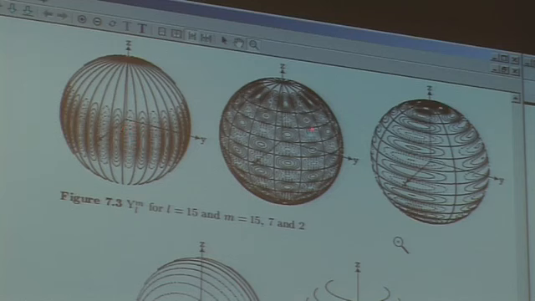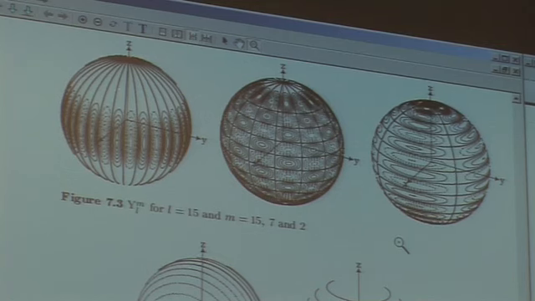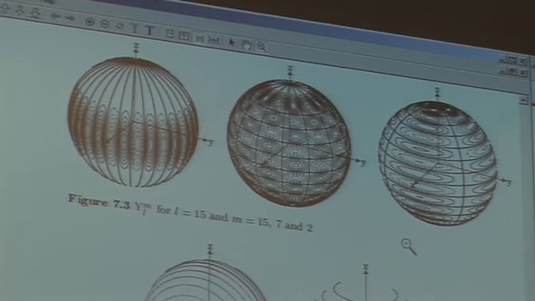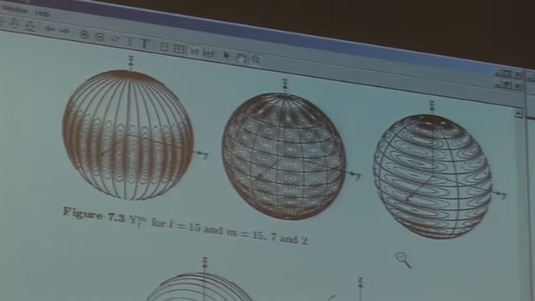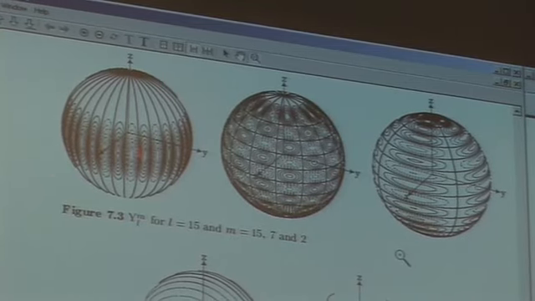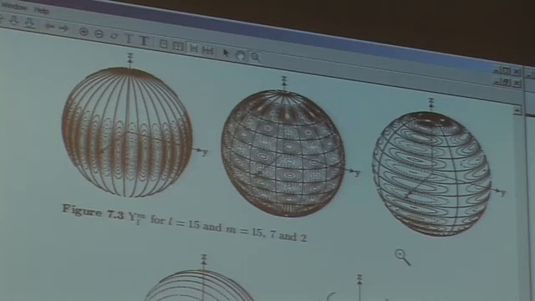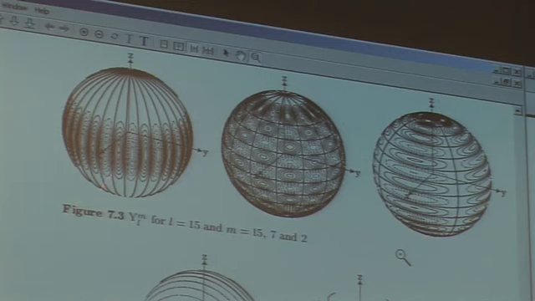This is for some intermediate one, m equals 7, and this is for m equals 2. So what's the physical interpretation of these? Y_lm is a function on the sphere, right? It assigns a complex number to each point on the sphere. So the real part is a real number on the sphere, and what's being plotted here are contours of constant value of this real number on the sphere. So you have to imagine that these are pictures of spheres.